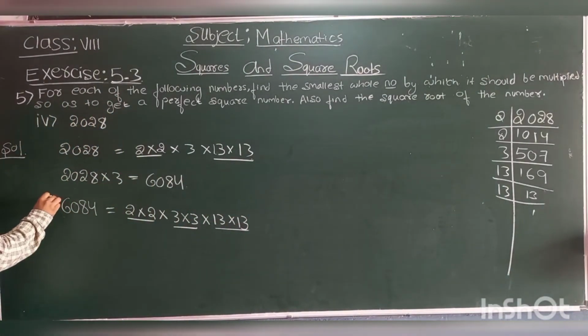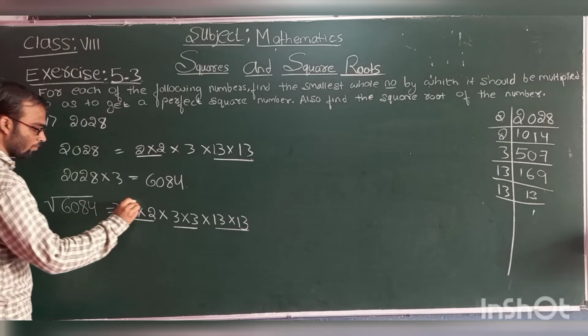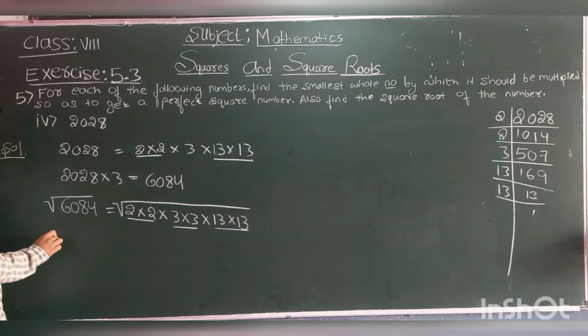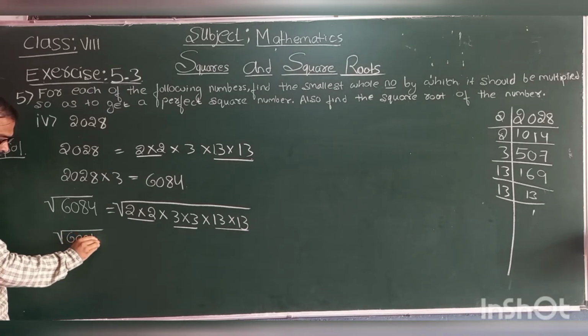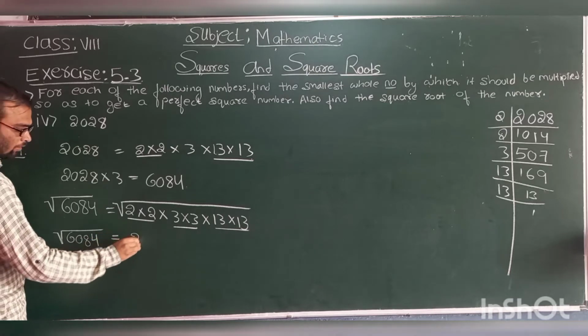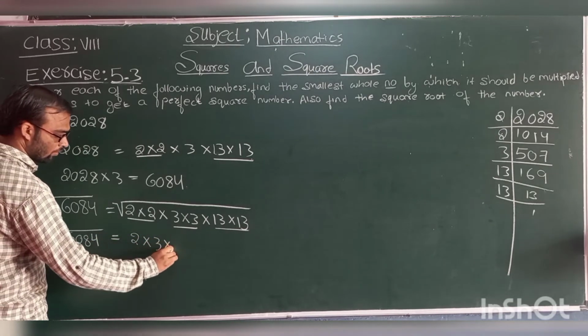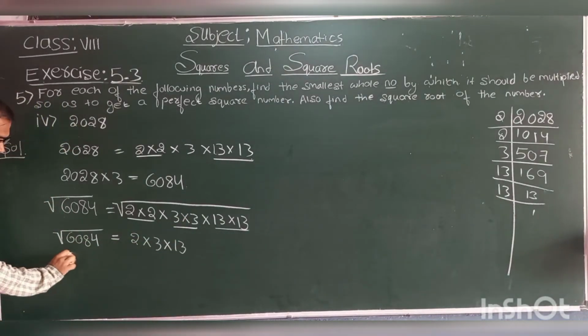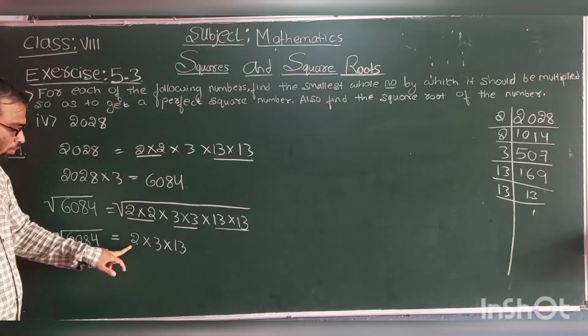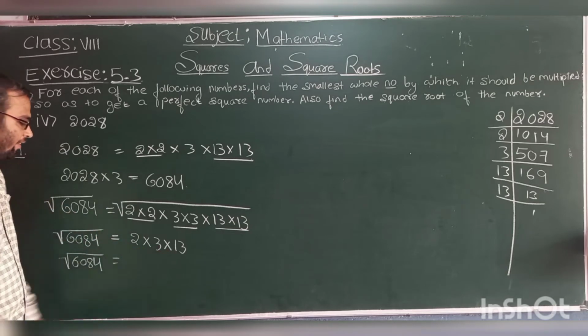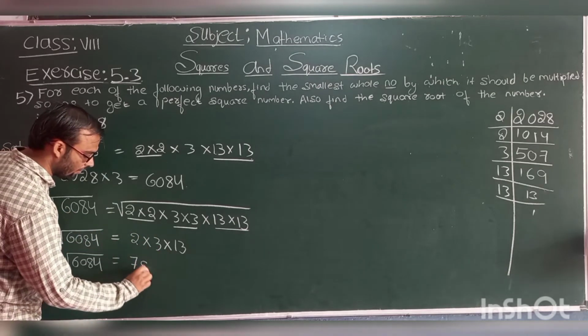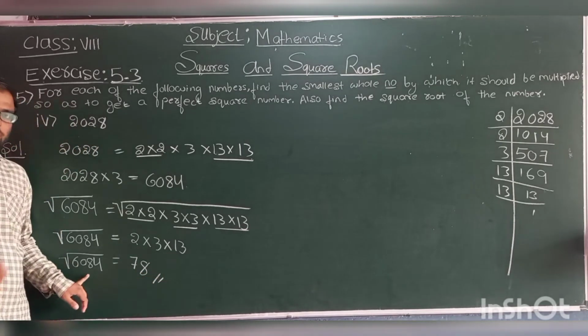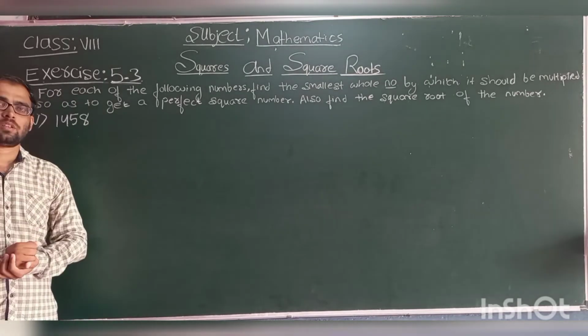Put the square root symbol. Okay, 2 3s are 6. 6 into 13 is what? 78. That is 13 6s are 78. Okay, the square root of this number, that is 6084, is what? 78. Now let's solve the fifth question.